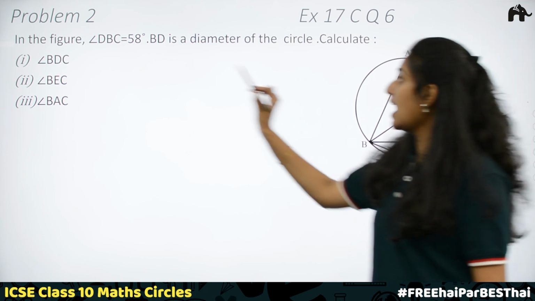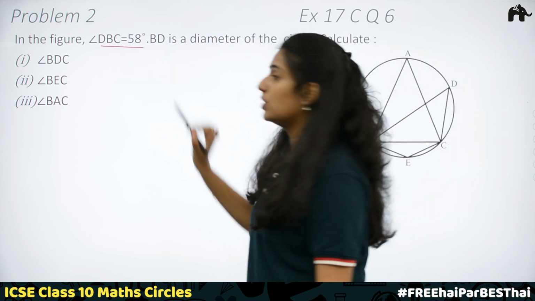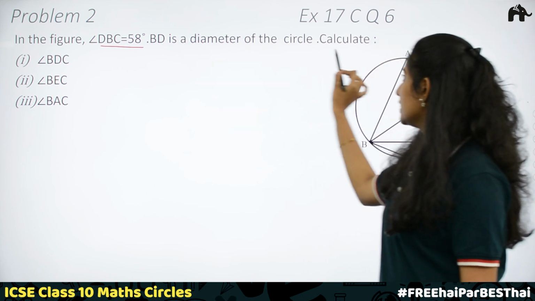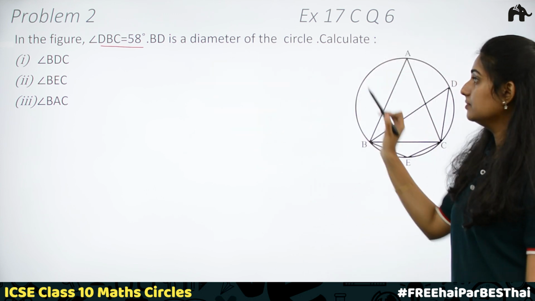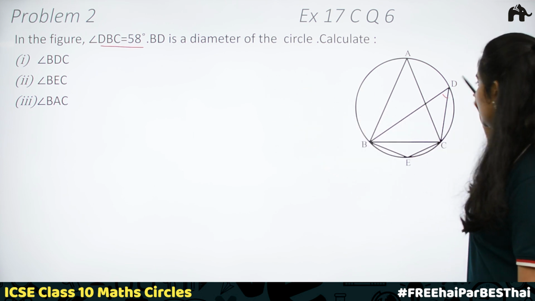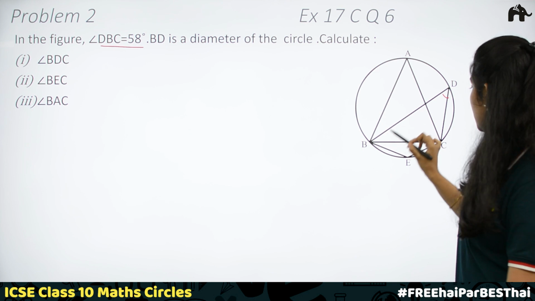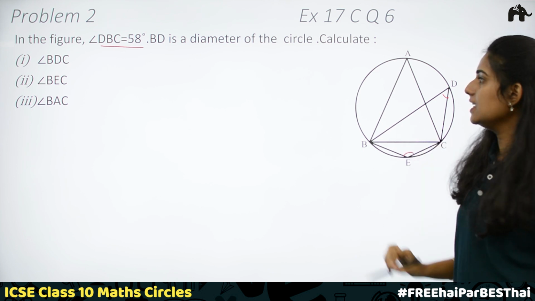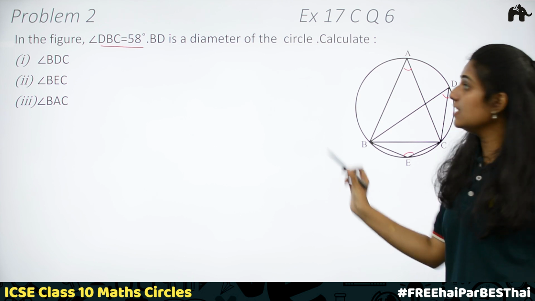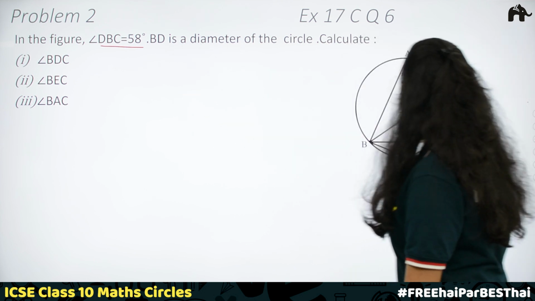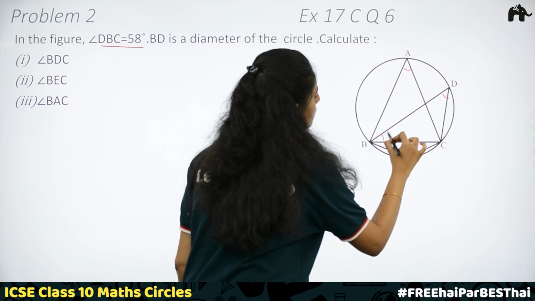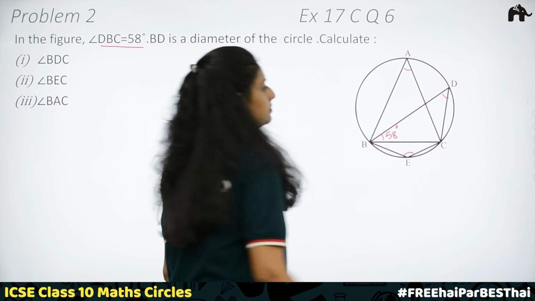In the figure, angle DBC is equal to 58 degrees. DB is the diameter of the circle. Calculate BDC, this angle. Then BEC, this angle, and BAC. BAC is this angle. What is given? DBC is given. The measure of DBC is 58 degrees.